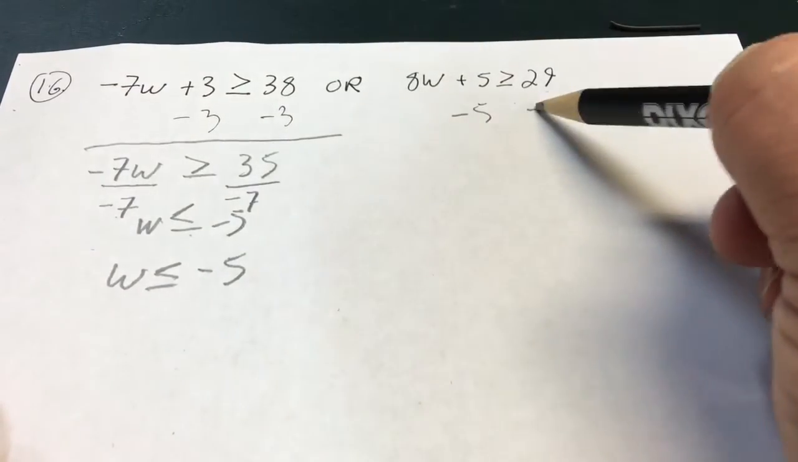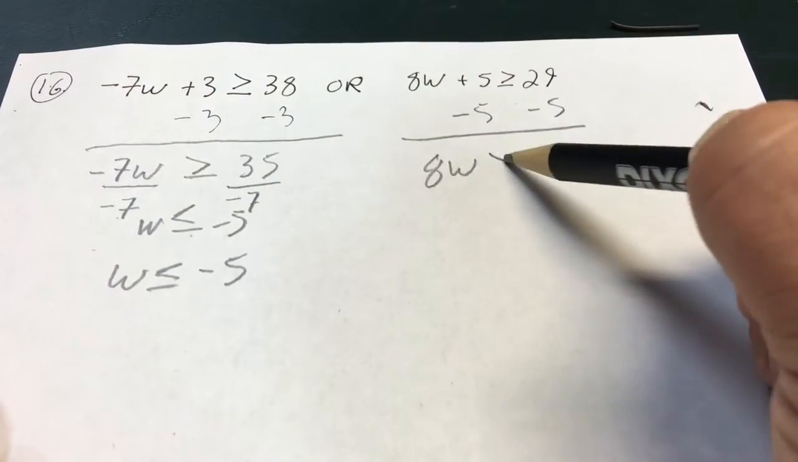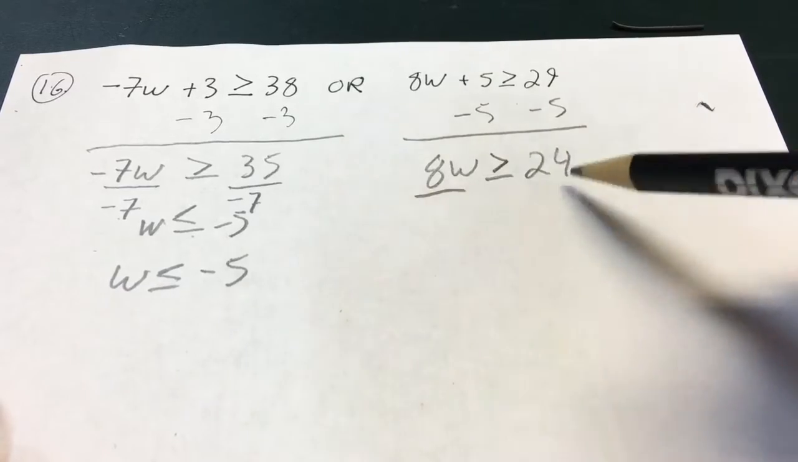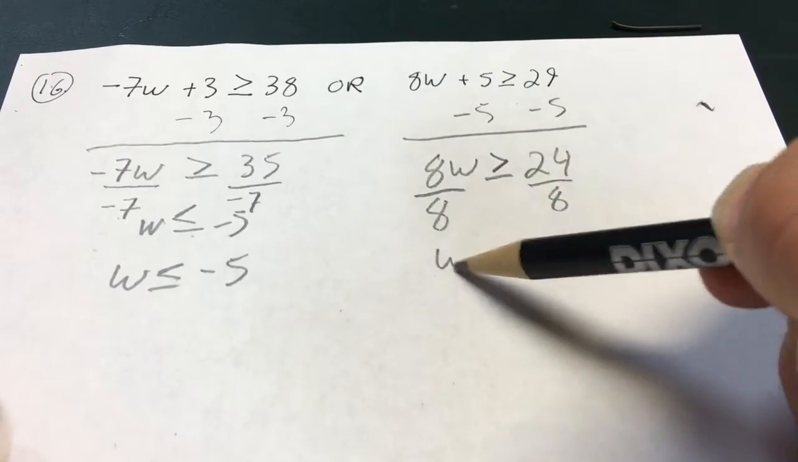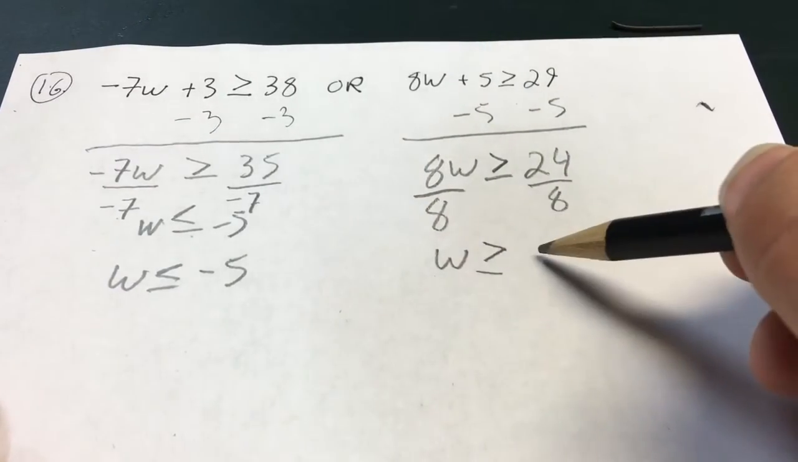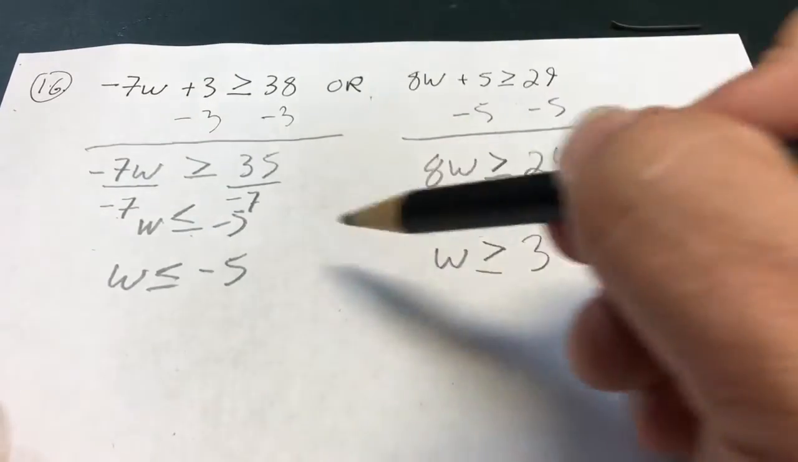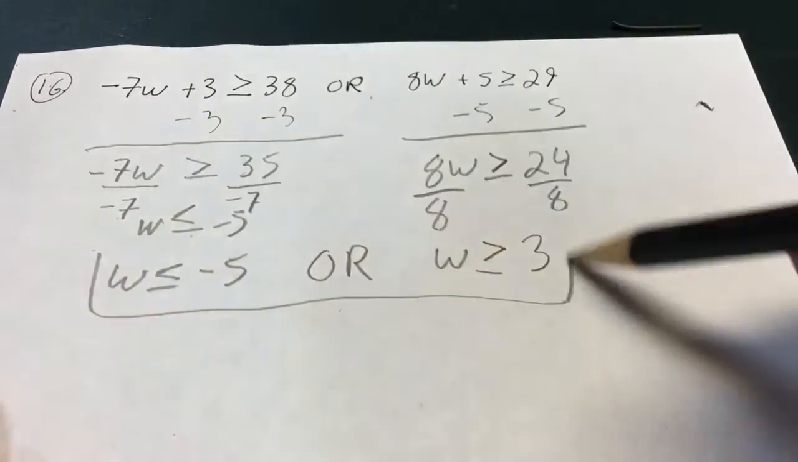So I'm going to subtract 5 from both sides. And this is going to give me 8w is greater than or equal to 24. Notice now, I'm not dividing by a negative 8, I'm just dividing by an 8. So that's going to give me w is greater than or equal to 3. So this is an or statement, and I'm going to end with an or statement.